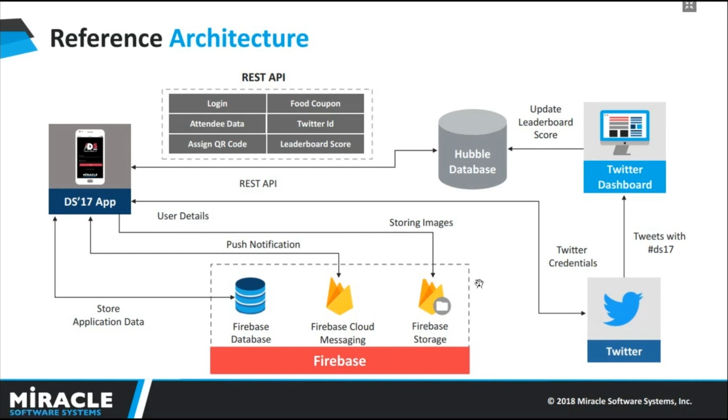Now there is another application over here which we implemented, the Twitter dashboard. This is another application which gets all the tweets based on the hashtag DS17. Each and every tweet contains the Twitter ID. So we do the sentiment analysis in the Twitter dashboard, and based on the sentiment analysis we give a score, and the score is updated along with the Twitter ID in the Hubble database. So this is the reference architecture of the application.